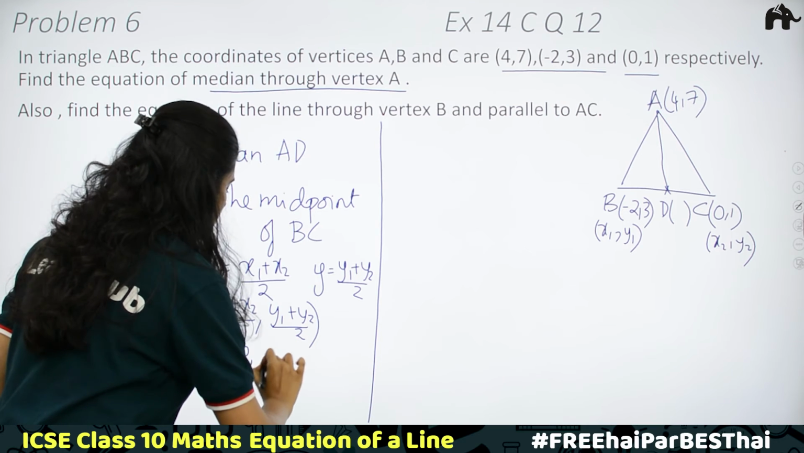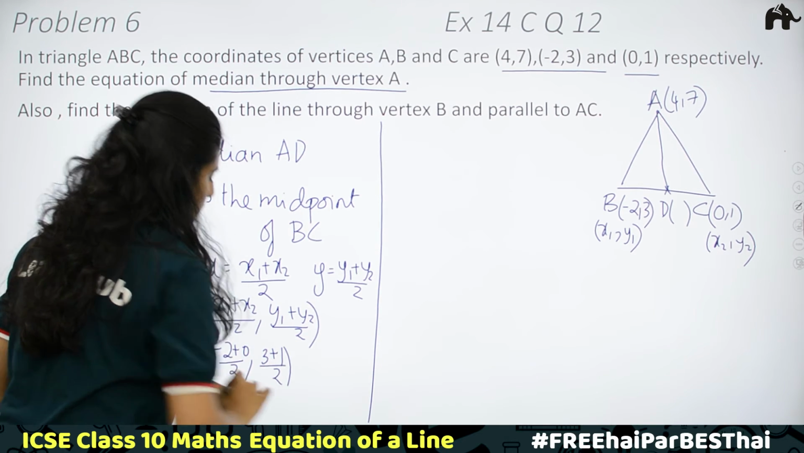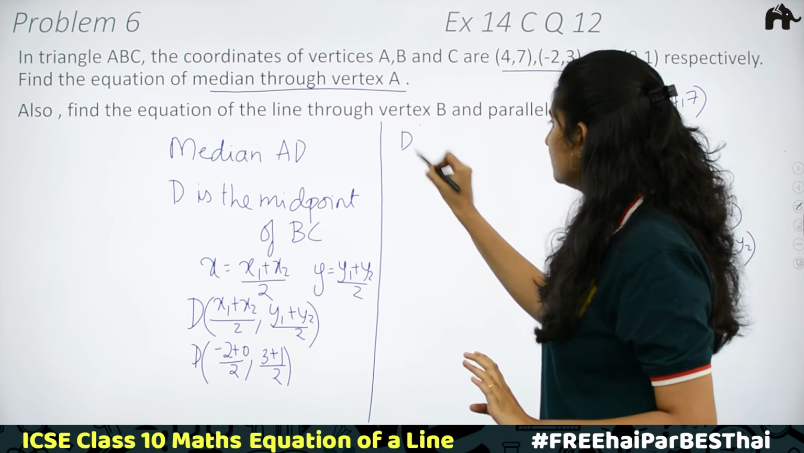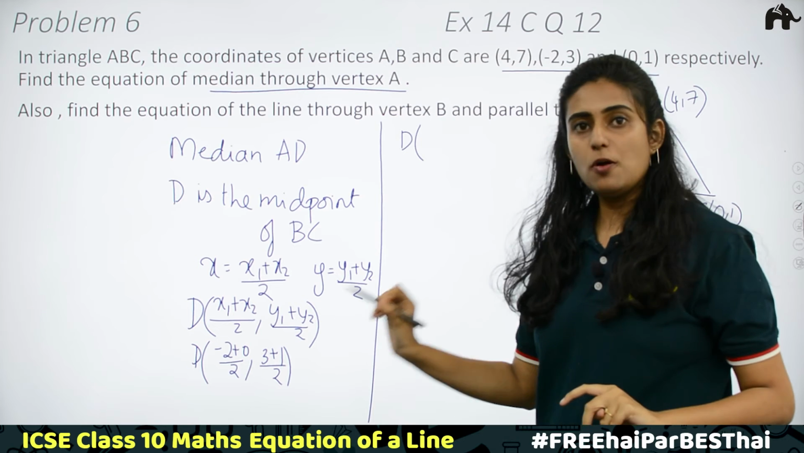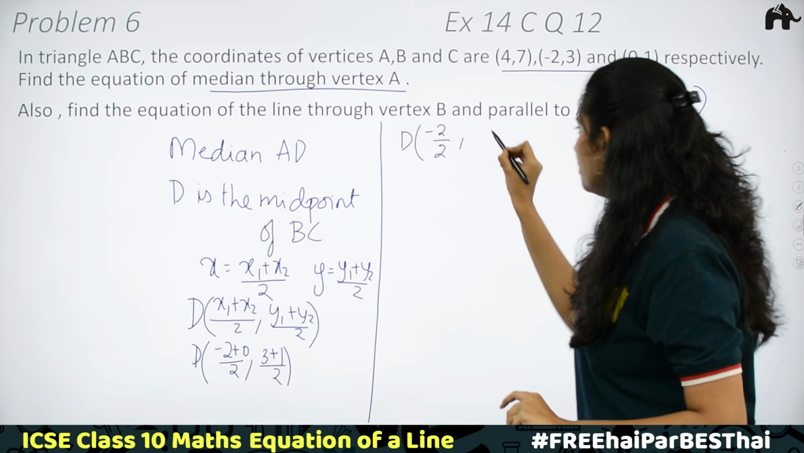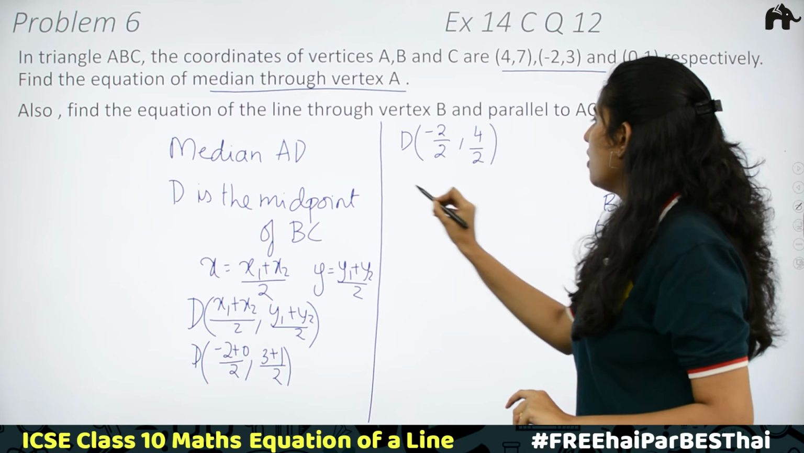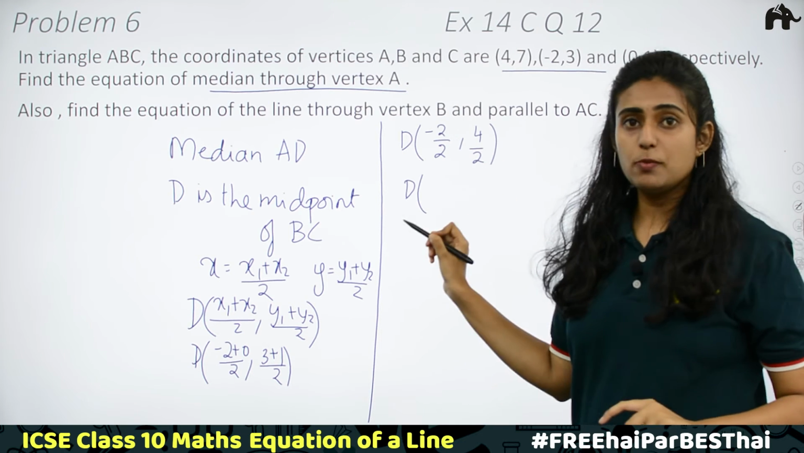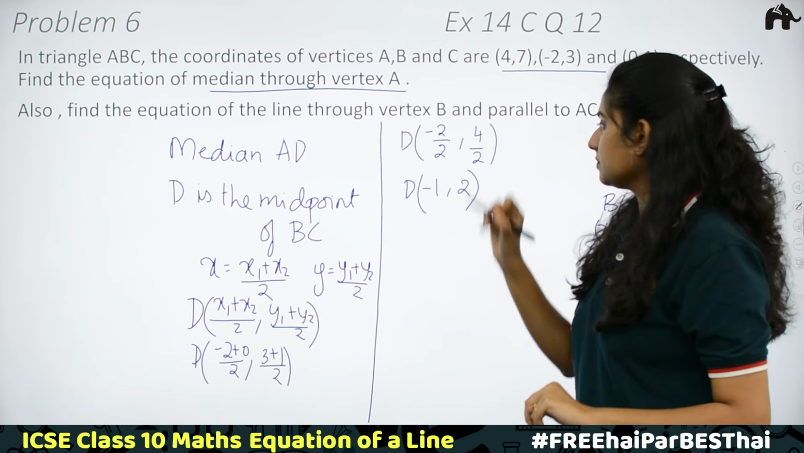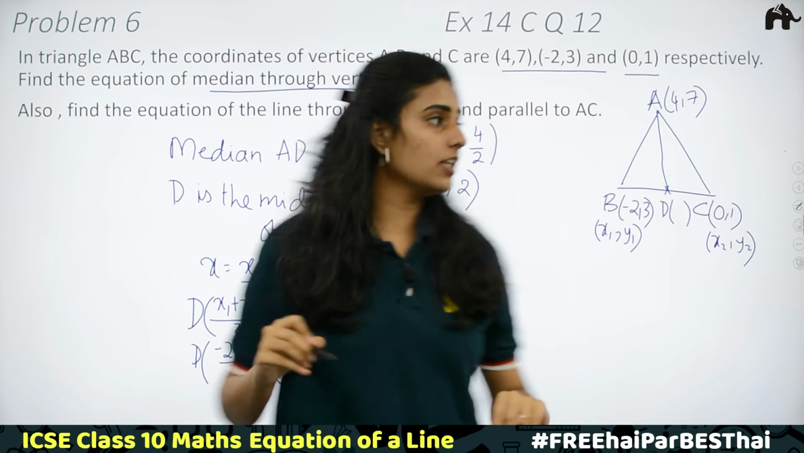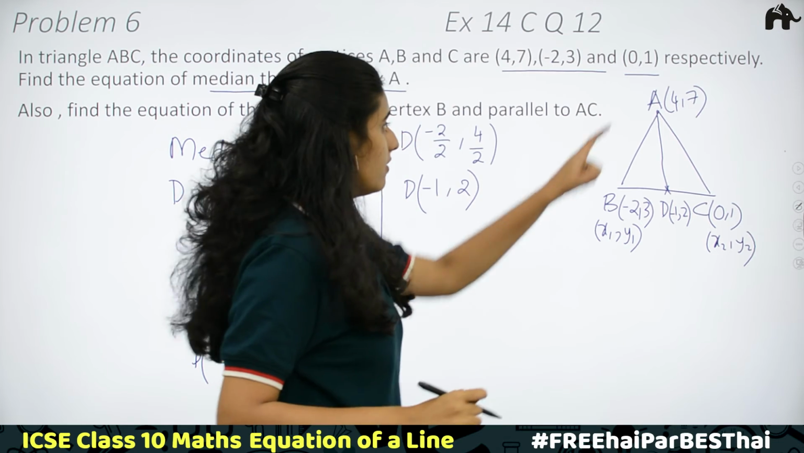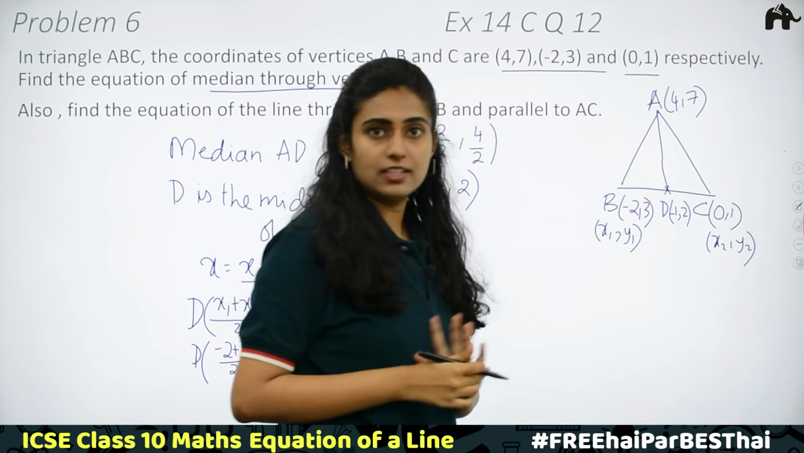3 plus 1 divided by 2. Therefore, the coordinates of D are minus 2 plus 0, which is minus 2, divided by 2, comma 3 plus 1, which is 4, divided by 2. That gives minus 1 comma 2. We got the coordinates of D, that is minus 1 comma 2. Okay, we got A and we got D.